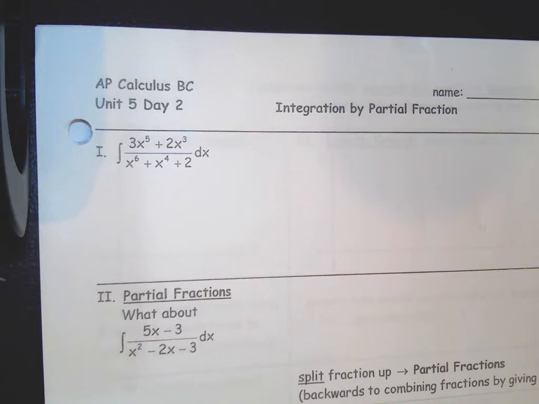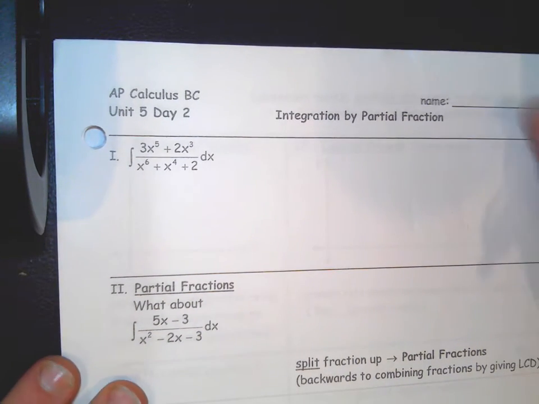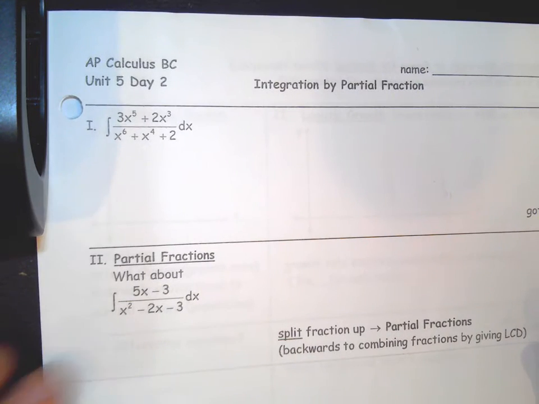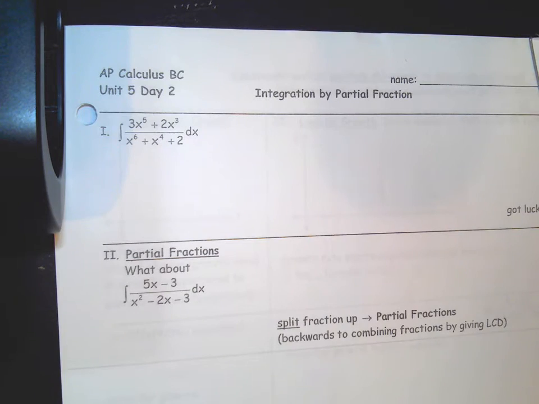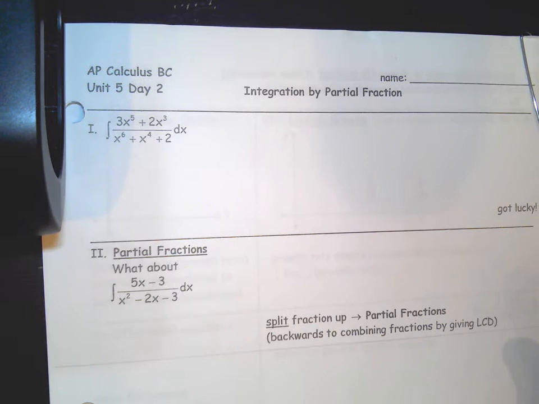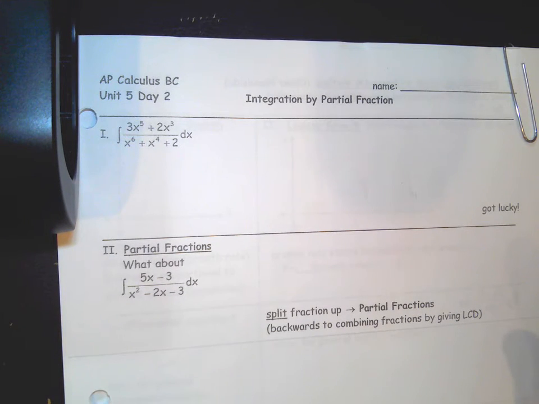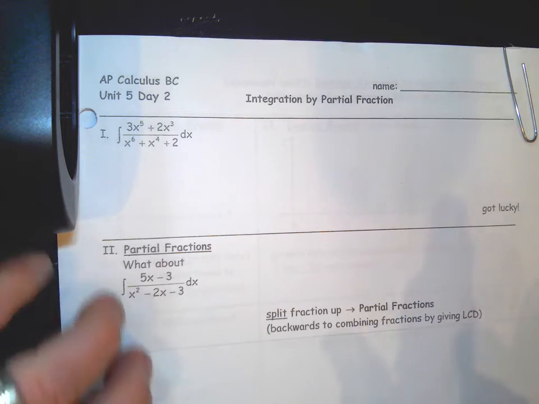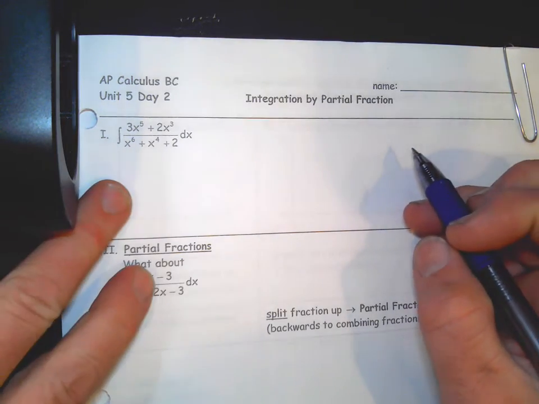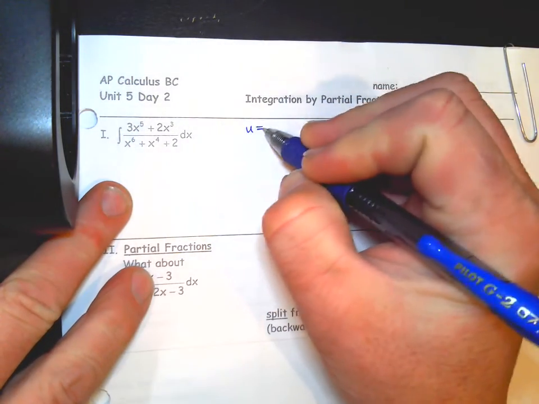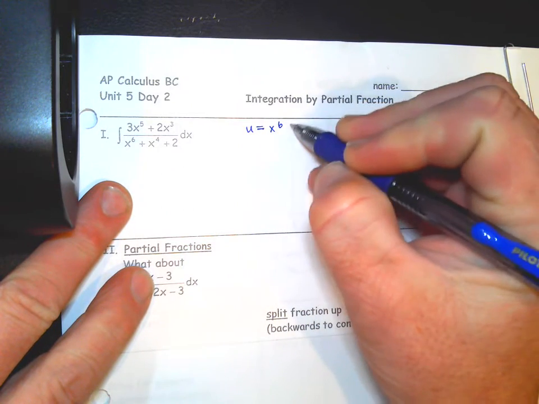AP Calculus BC, Unit 5, Day 2, this lesson. So we're going to actually learn something new today. Well, actually, it's like an Algebra 1 kind of skill, but maybe you haven't learned it before. So now, we could just try this one. You know, our technique so far, a lot of times the denominator is a good u.